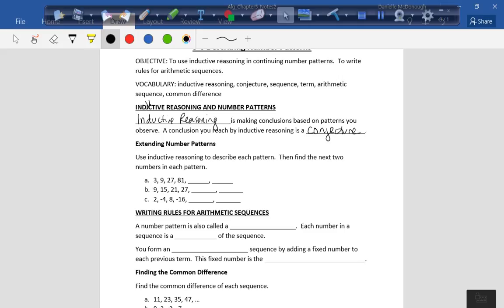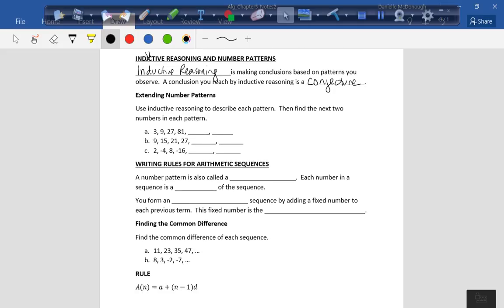Okay. So the first part, you guys have all probably done this before, but it says use inductive reasoning to describe each pattern. Then find the next two numbers in each pattern. So if you look at A, that's 3, 9, 27, 81. And so when I look at this, I can see that the pattern is multiplying by 3. So 81 times 3 is 243. And 243 times 3 is 729.